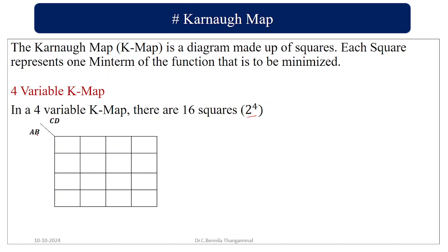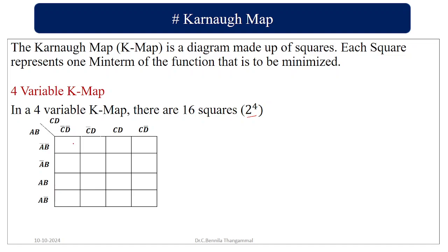So this side 2 variables, this side 2 variables, because I have 4 combinations. 2 power 2, I can have 4 combinations on this side, and 4 combinations on this side. So here it's A bar B bar, A bar B, A B, A B bar. And this side C bar D bar, C bar D, C D, and C D bar. So here we can find the values of the squares. So this is A bar, B bar, C bar, D bar.